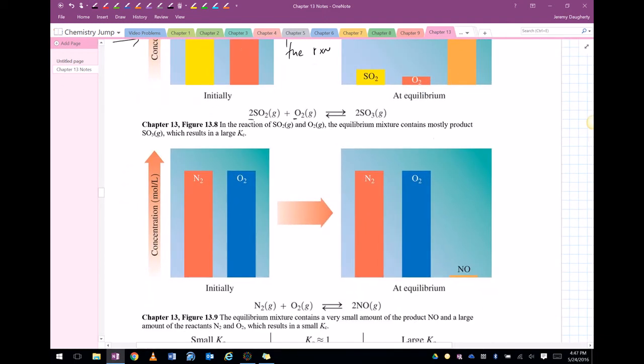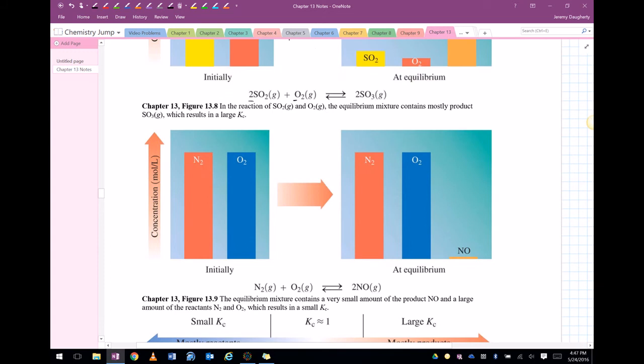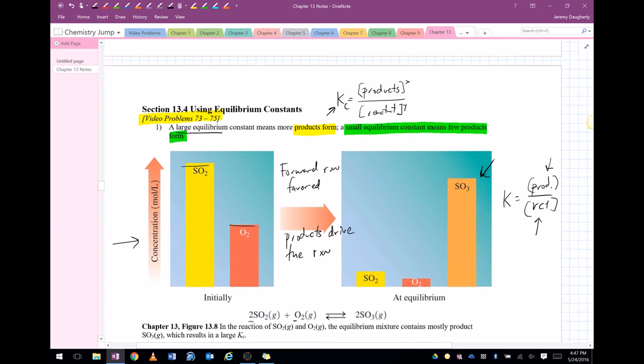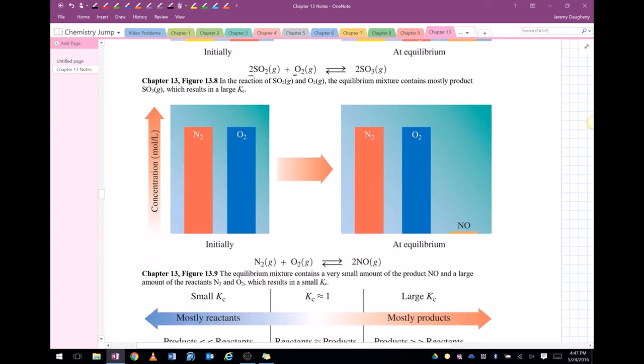Now, down below, we can see this is a small K. So up here on our notes, we can see a small equilibrium constant means few products form. Here's an example of that: Chapter 13, figure 13.9. Here are our reactants, the 1-to-1 ratio, nitrogen to oxygen. And take a look. If I draw as straight a line as I can over, we're losing very little of those reactants. We're forming very few products.